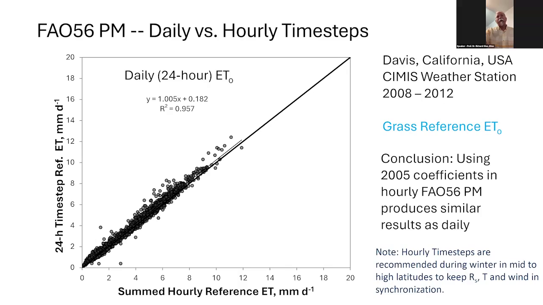If you have hourly data, we encourage its use, especially as we note in the bottom here. If one is in winter periods in extreme latitudes, the days are short, and hourly data can help us to keep the solar radiation, humidity, and wind speed synchronized with each other. And that can be quite important for making good estimates of ETo in wintertime.